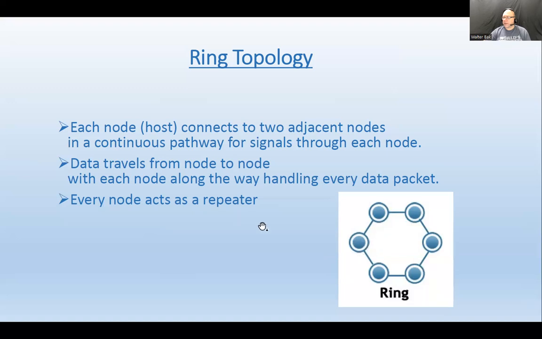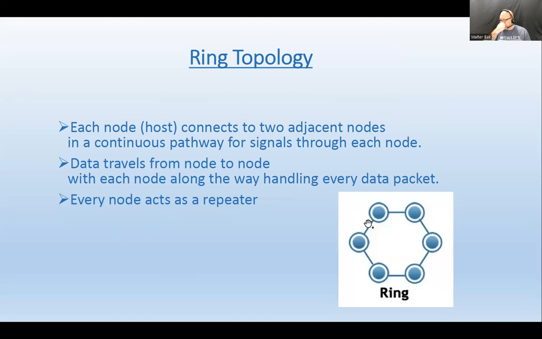So next couple slides, 2 or 3 slides down the road, we're going to talk about a little bit of a difference of labeling. Data travels from node to node, with each node along the way handling every data packet. Each node acts as a repeater.